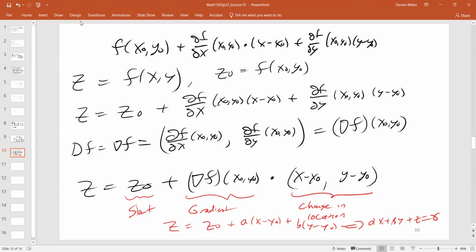This is incredibly powerful. It's a generalization of something we've seen before. It's easy to use. It's not the best approximation possible. What do you think might do a better job than just using the first derivative?